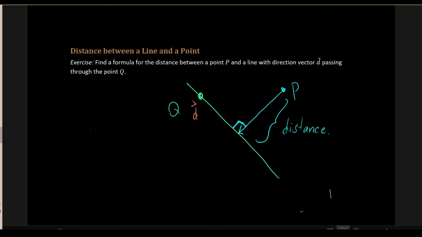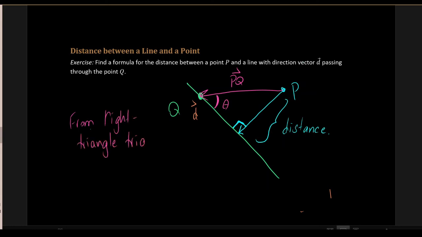Now look at what happens in this drawing. If I fill in the vector from the point P to the point Q, then I have created a right triangle. And if I indicate this angle, let's say theta, then from right triangle trig, we know that the sine of the angle theta is equal to opposite divided by hypotenuse.